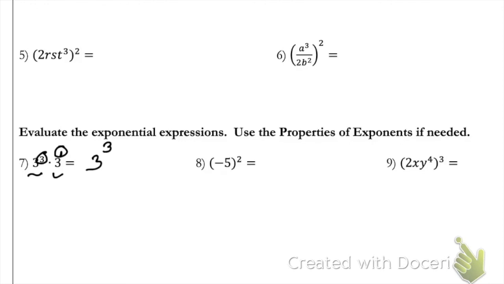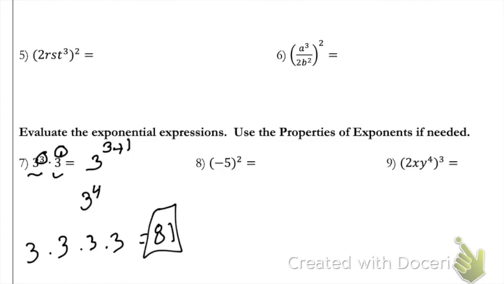So it's 3 plus the 1. Okay, so that's 3 to the 4th. 3 to the 4th does not mean it's 3 times 4. It means 3, you write that base 4 times. It's 3 times 3 times 3 times 3. Okay, so 3 times 3 is 9. 9 times 3 is 27. 27 times 3 is 81. Or you can simply type this to your calculator, 3 caret 4, and it will give you 81.